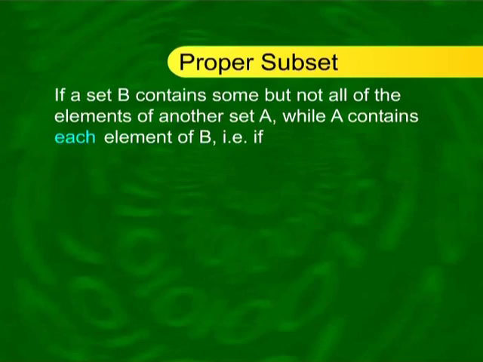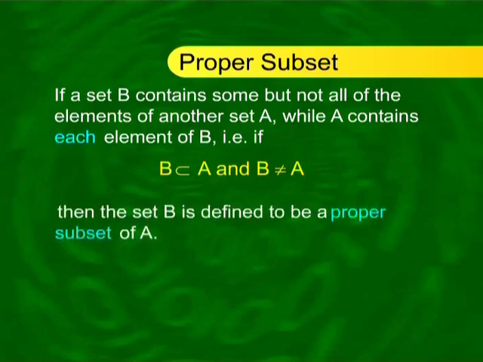Speaking of subsets, we also need to differentiate between the proper subset and the improper subset. As you see on the screen, if a set B contains some but not all of the elements of another set A, while A contains each element of B, in other words, if B is contained in A and B is unequal to A, then the set B is defined to be a proper subset of A.